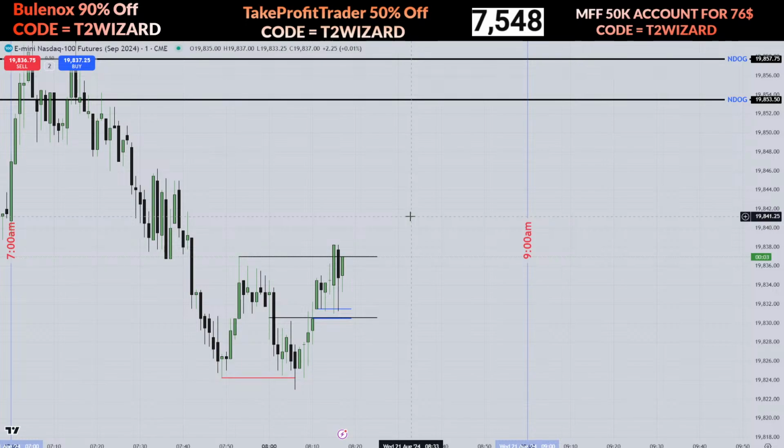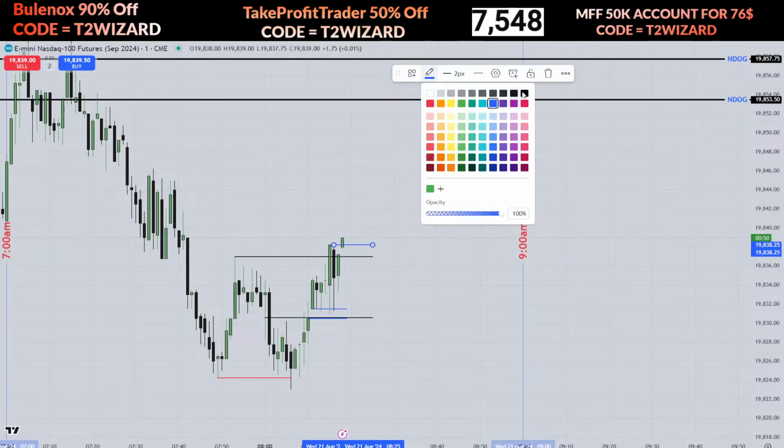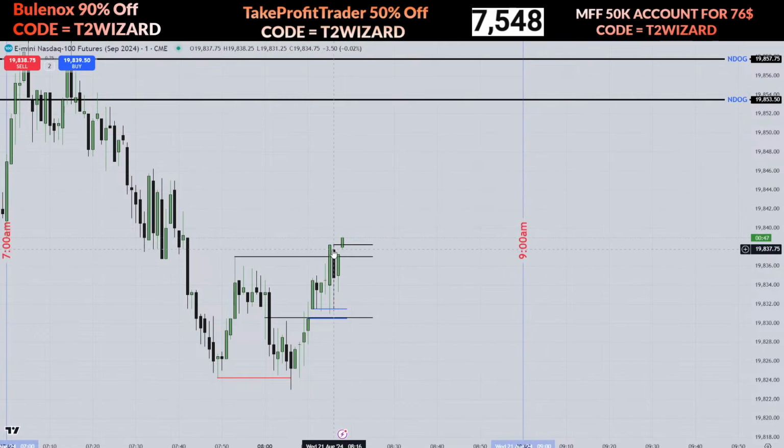Anybody has any question, guys? I mean, is it complicated to understand? First, it has to close above this candle. See this candle? It has to close above that candle. Then it will be valid as an order block.